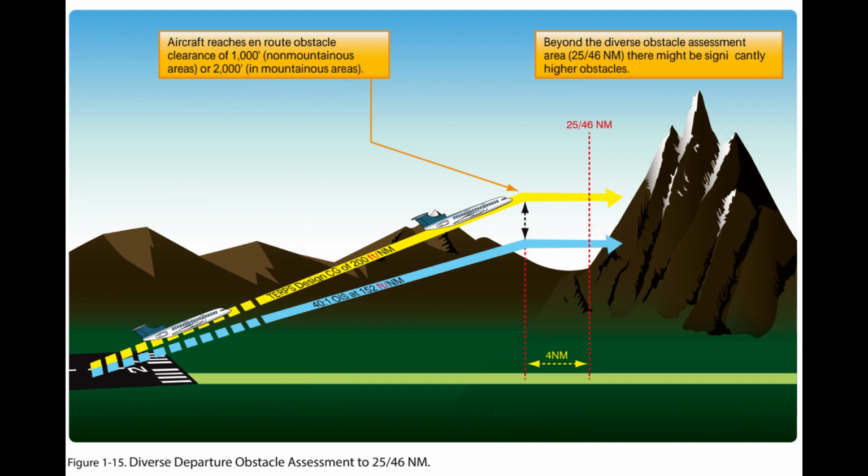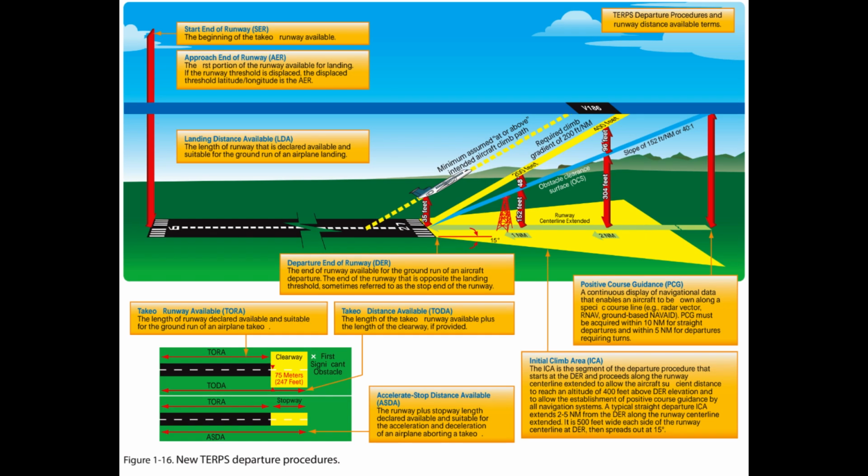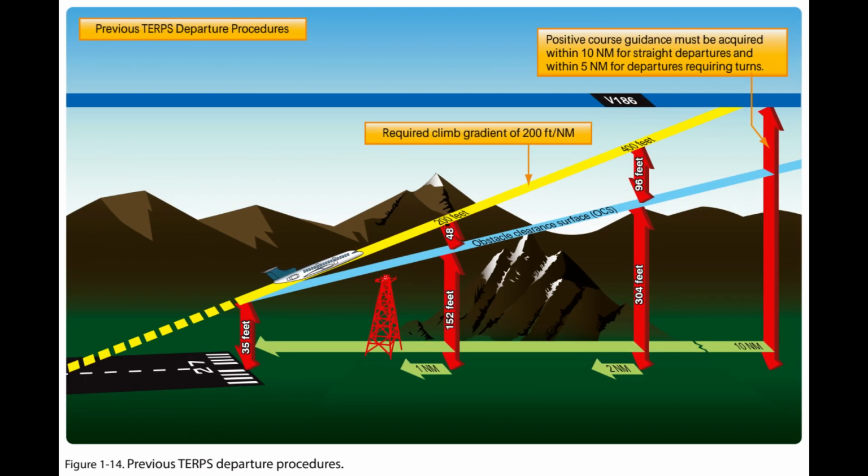Figure 1-15. Recent changes in TERPS criteria make the OCS lower and more restrictive. Figure 1-16. However, there are many departures today that were evaluated under the old criteria that allowed some obstacle surfaces to be as high as 35 feet at the DER. Since there is no way for the pilot to determine whether the departure was evaluated using the previous or current criteria, and until all departures have been evaluated using the current criteria, pilots need to be very familiar with the departure environment and associated obstacles, especially if crossing the DER at less than 35 feet.